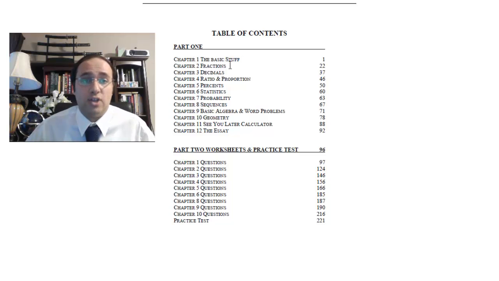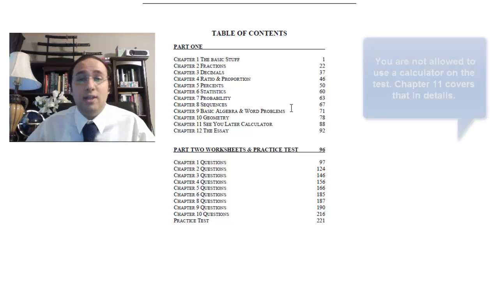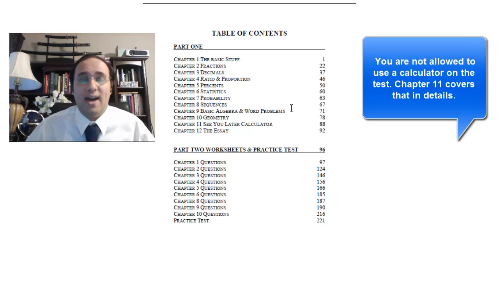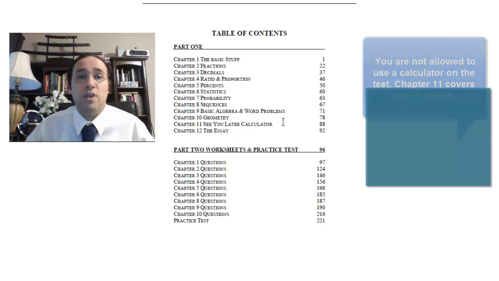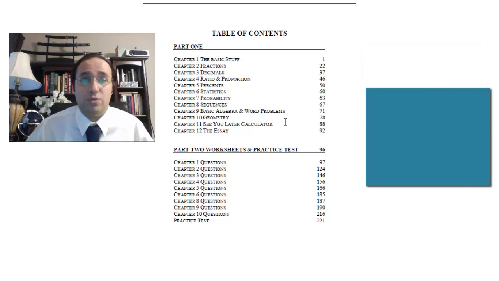Chapter 2 covers fractions, 3 decimals, 4 ratios and proportions, 5 percents, 6 statistics, 7 probability, 8 sequences, 9 some basic algebra that we use on the test and some word problems, and 10 geometry. 11 is a special chapter about how to answer some questions that do appear frequently on the test without using a calculator, because you're not allowed to use a calculator on the Bergen Academies admission test. Finally, chapter 12 discusses the essay, how to write an essay and how it's going to look like.